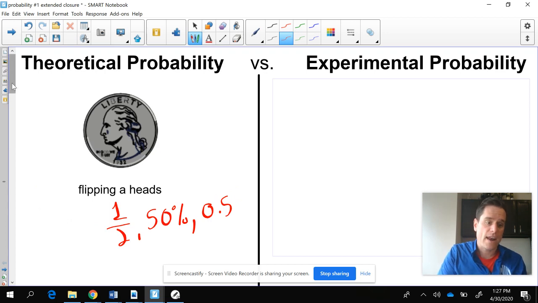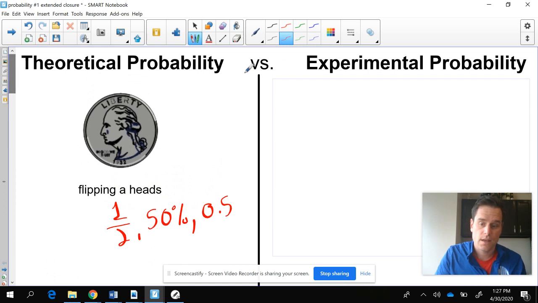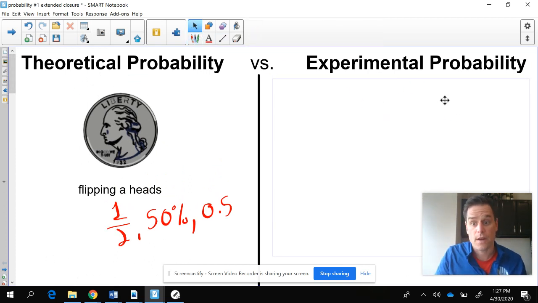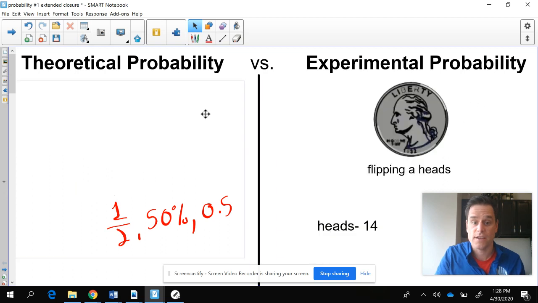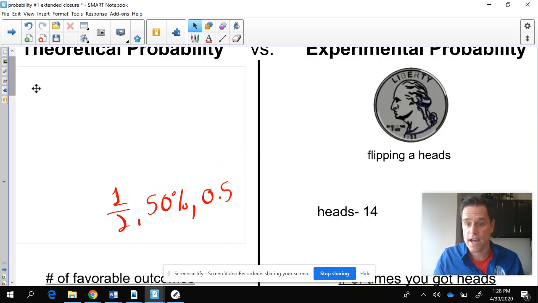And we write that because it is the number of favorable outcomes divided by the total possible outcomes. So, for example, there's only 1 heads and there's 2 options. Well, the experimental probability is a little bit different. The experimental probability means that we actually have to do the experiment. We actually have to flip a coin so many times to figure out, is it really 50%?